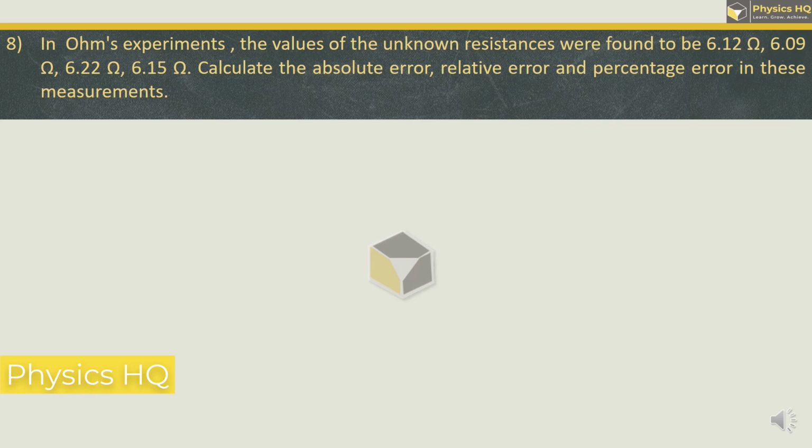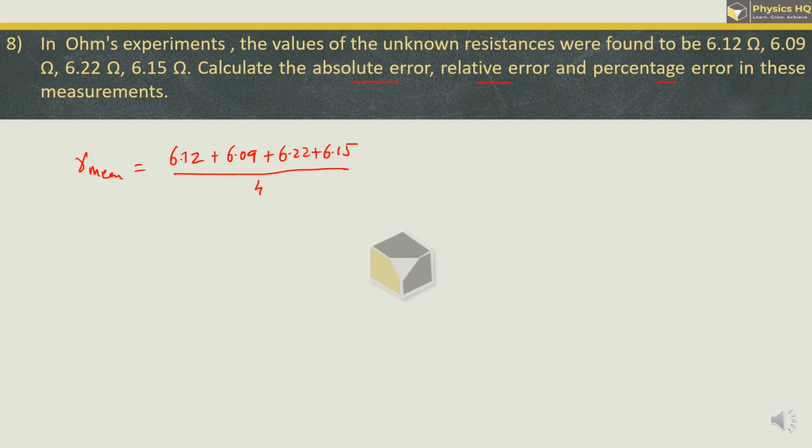In Ohm's experiment, the values of unknown resistance are found to be 6.12, 6.19, 6.22 and 6.15. We have to find absolute errors, relative error and percentage error. This is similar to sum number 6 that we did. So let us go ahead and solve this. I'll be writing the values directly and I'm expecting that you will try this. So the mean resistance will be the addition of 6.12 plus 6.09 plus 6.22 plus 6.15 divided by 4 will give us the mean value of the resistance, and when you solve this you will get 6.145.